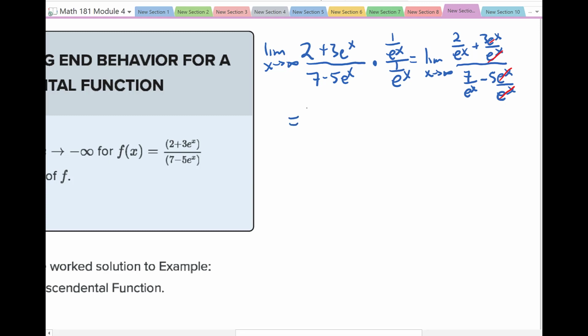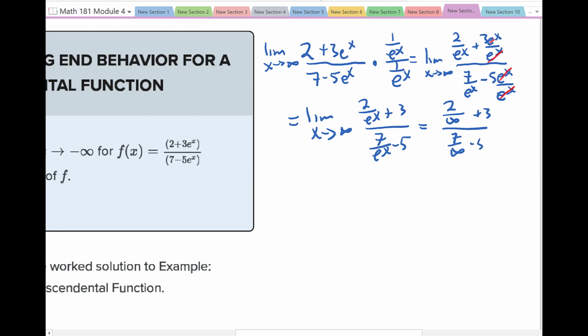We end up with the limit as x goes to infinity of 2 over e^x plus 3 over 7 over e^x minus 5. So now as x goes to infinity, you end up with 2 over infinity plus 3 over 7 over infinity minus 5. So negative 3/5.